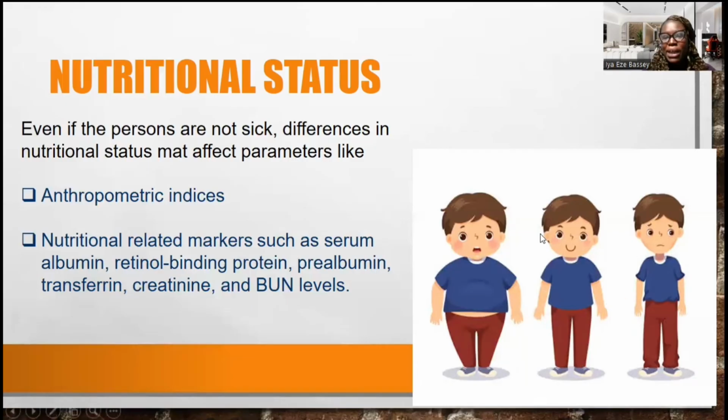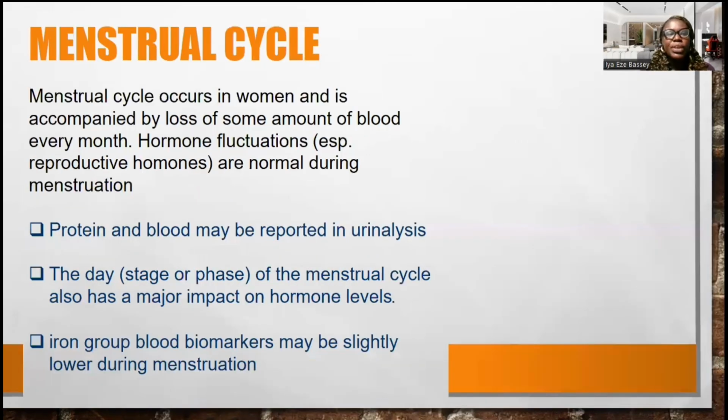You can see in Nigerian parlance, we call this one ajebota, and you call this one ajepako. So if you were to take the different parameters for these particular children, even though they are not sick, you will find out that the range for parameters measured for this child may be at the very edge of the low levels of normal, while for this child, you will have it in the high range, upper limit levels of normal. All right, so that is how nutritional status can affect results.